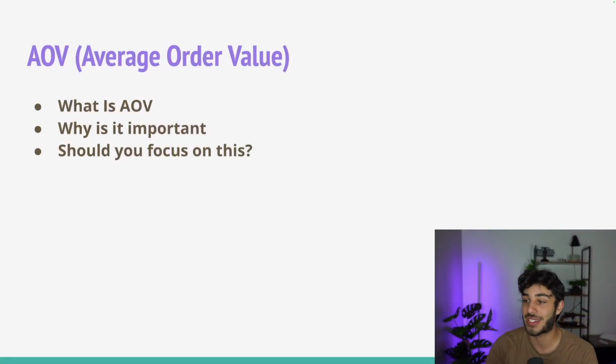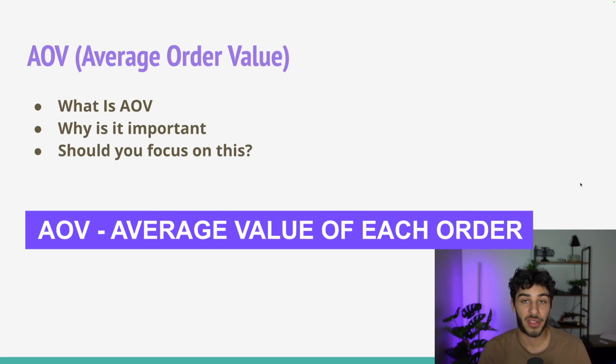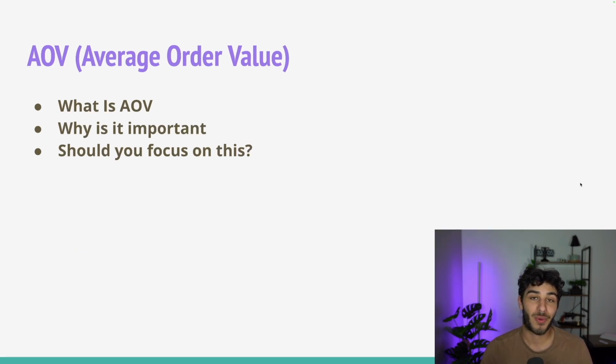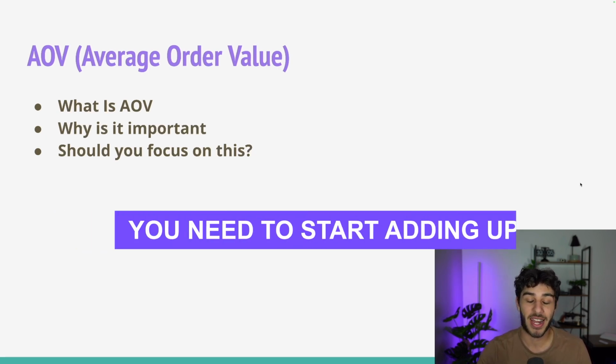But with that, we can go ahead and move on to the next term, which is going to be AOV, or average order value. Now, this is something that's going to be more important later down the line once your store starts becoming successful, but that is going to be exactly what it says it is. It's going to be the average value of each order. So once you have a product that's doing really well, eventually you're going to want to start getting this number up and start adding upsells.